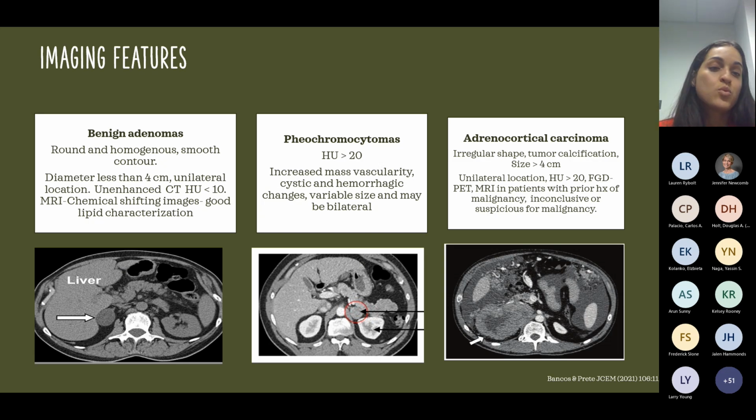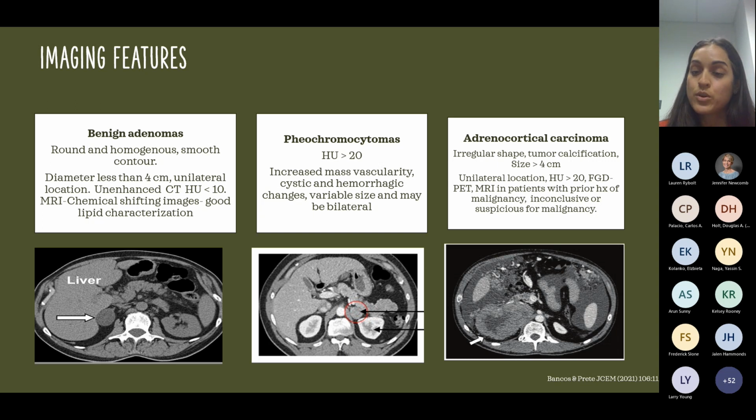For benign adenomas, what we are going to see is typically a homogeneous and smooth tumor. The size of these tumors is typically lower than 4 centimeters. They usually have a unilateral location. And when we are ordering an unenhanced CT scan, the Hounsfield units are going to be lower than 10. Just to review, a Hounsfield unit is a measure of radio density, so black is less dense. And when we use a threshold of 10 for the Hounsfield units, this has a very high specificity for adenomas, around 98%.